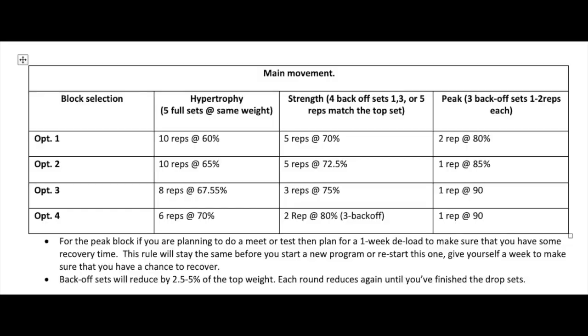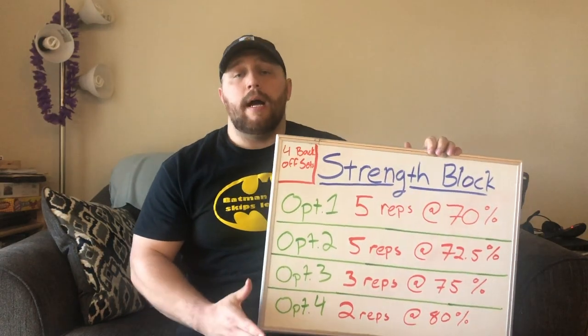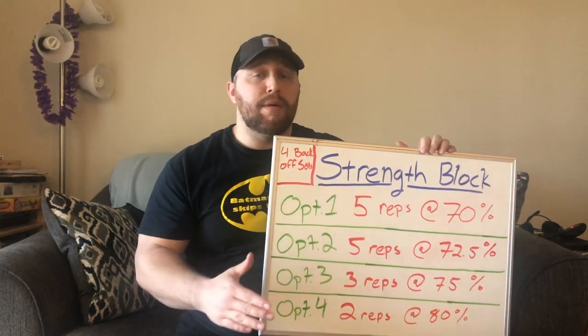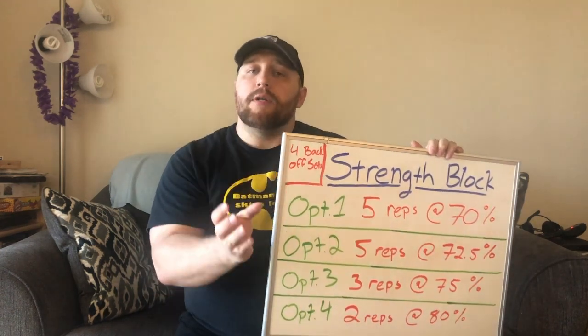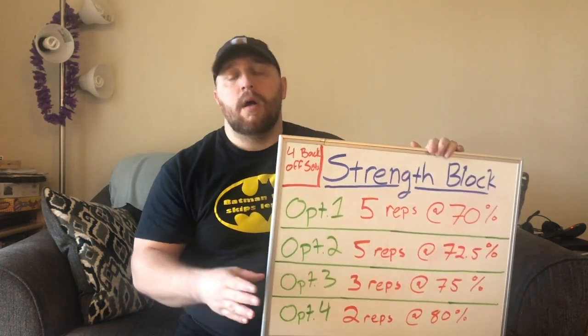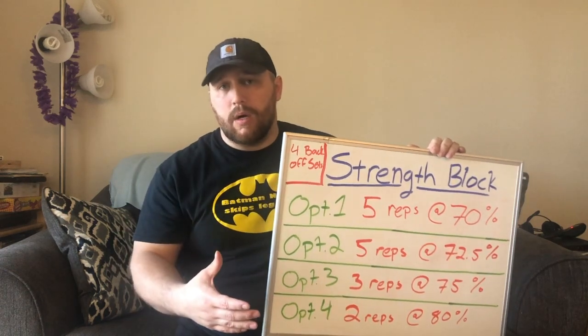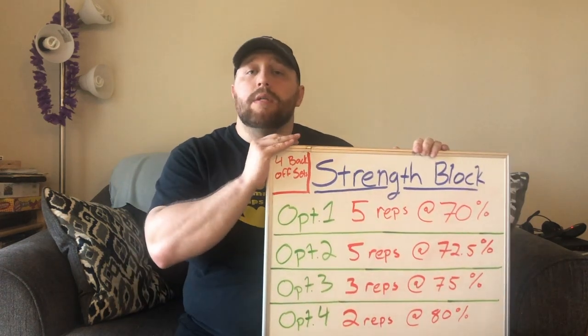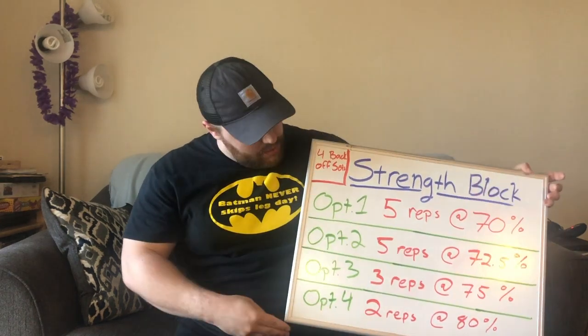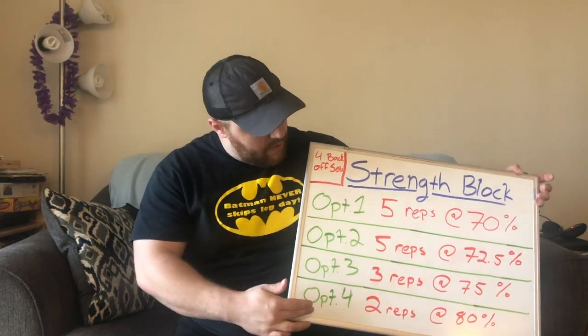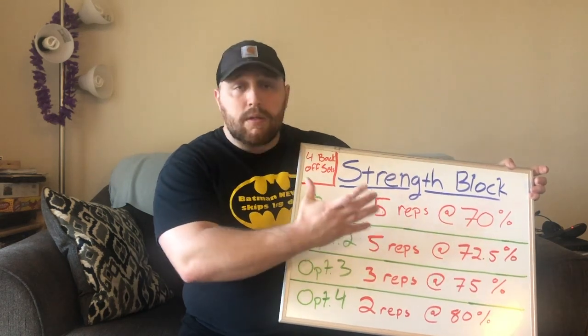All right, so this is our first chart here. We see our 3 different blocks for the main movement. What we're going to do for our first example is our strength block. All right, moving into the main movement. Now, as you saw before on the chart, we have a hypertrophy block, a strength block, and a peak block, which we're going to be working in. Here, we're focusing on the strength block, okay? So we have 4 options to pull through. 1, 2, 3, 4. So let's focus on option 1.